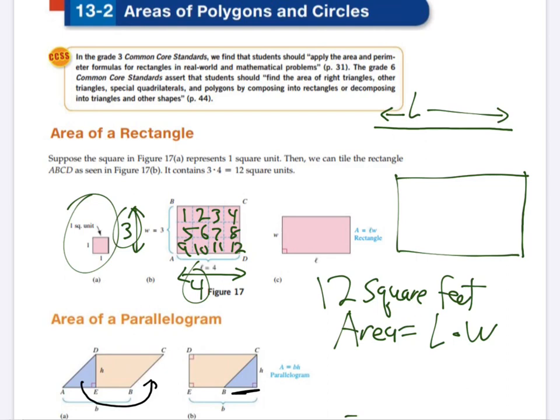And they made it into a rectangle. They just cut off one side and moved it over. And that doesn't lose any area, does it? That's got to be the same space inside. So the area formula for a rectangle and for a parallelogram is the same. You just call it base and height, but it's basically the same. Parallelogram is just a rectangle that's been shifted.